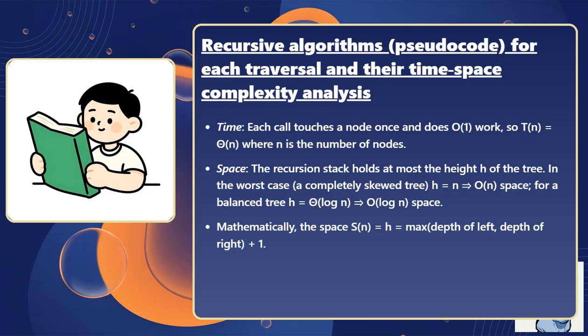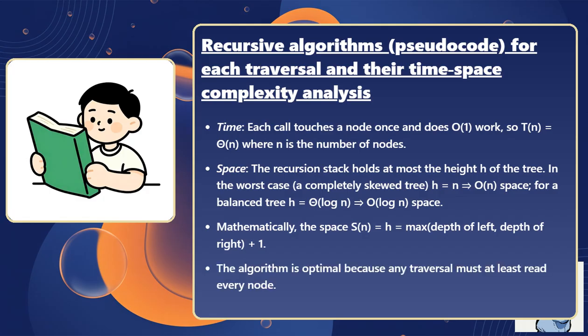Mathematically, the space S(n) equals h, which equals the maximum of the depth of left and the depth of right, plus 1. The algorithm is optimal because any traversal must at least read every node.